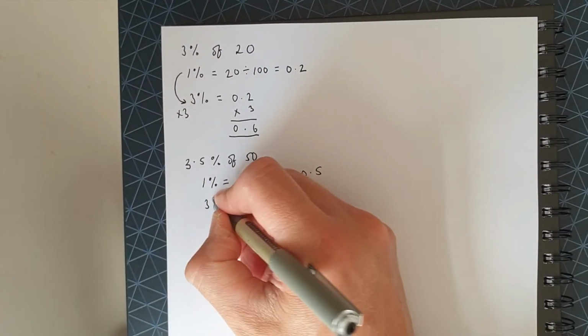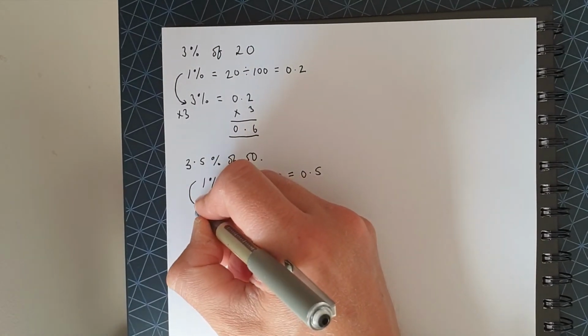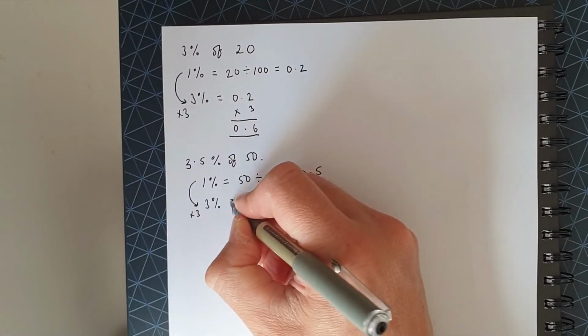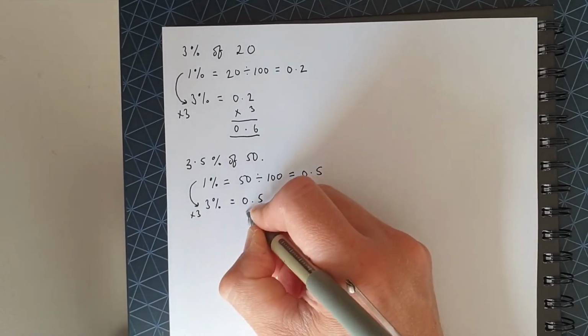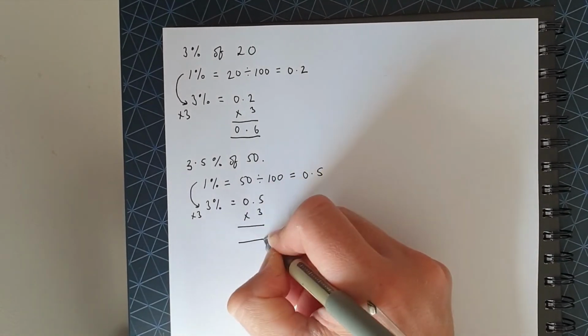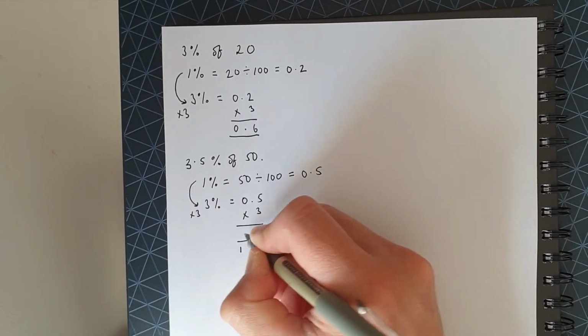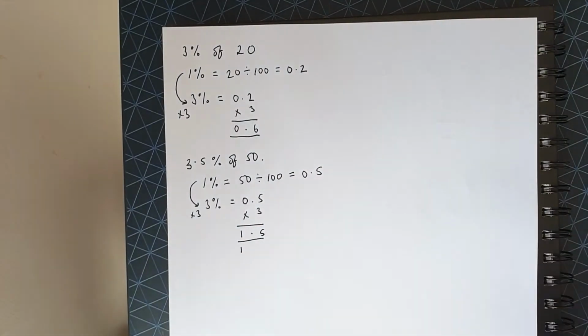So again, 3%, nice and easy. I'm just taking the 1% and multiplying it by 3. So I get 0.5 times 3. And that gets me 1.5.